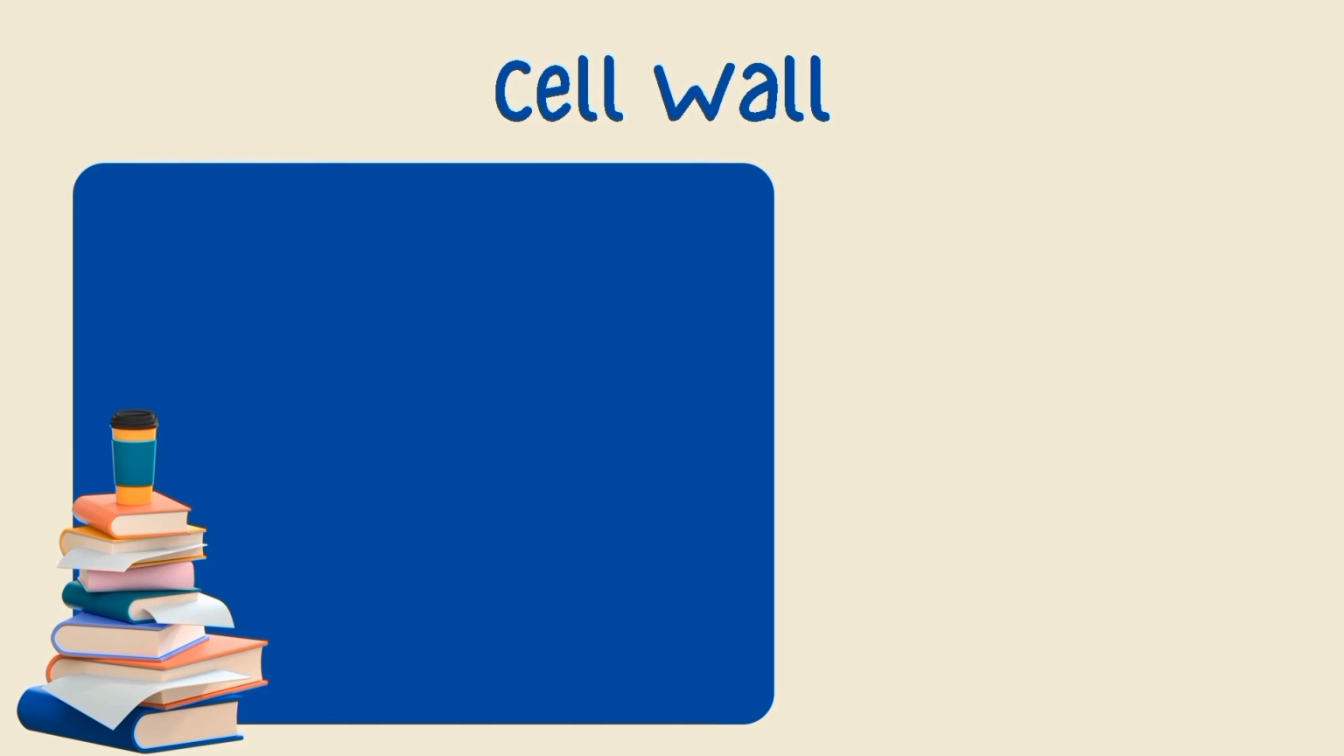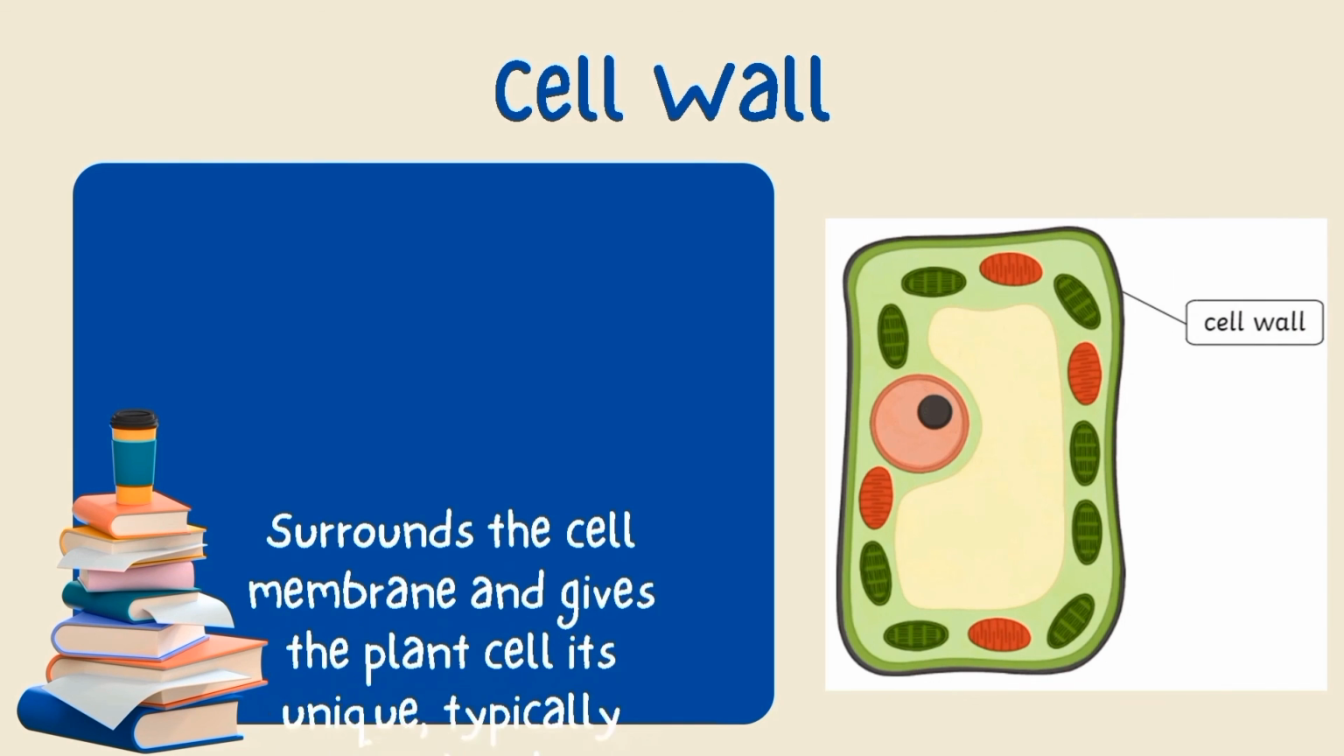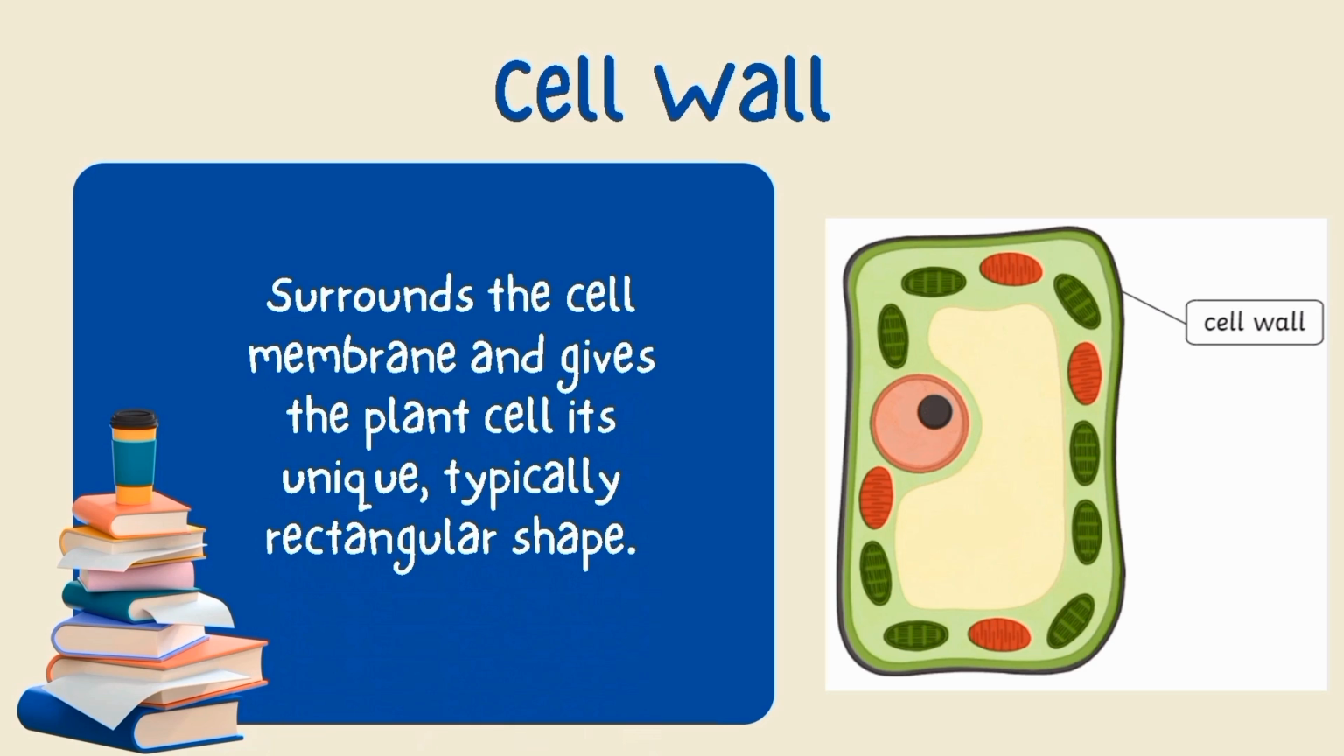Plant cells have a cell wall as well as a cell membrane. In plants, the cell wall surrounds the cell membrane. This gives the plant cell its unique and typically rectangular shape. The cell wall helps strengthen the plant and helps it withstand the elements of weather such as wind, rain, and snow.